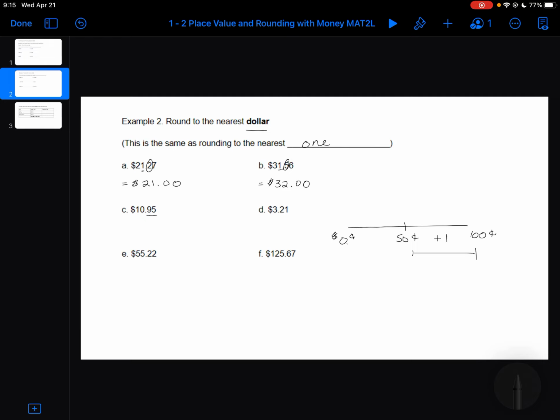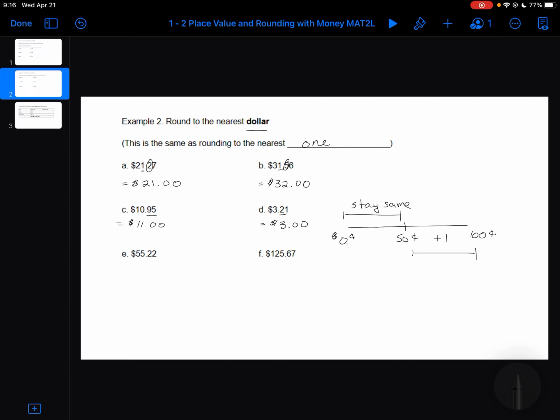So here I have $10.95. That's closer to $11 than it is to 10, because 95 is greater than 50. If my cents value is in this range, so between 0 cents and 51 cents, then I'm going to stay the same. So that means that $3.21 is closer to $3 than it is to $4.